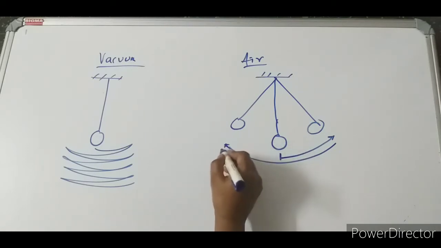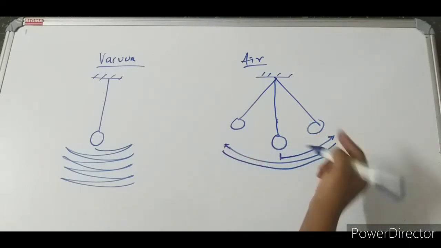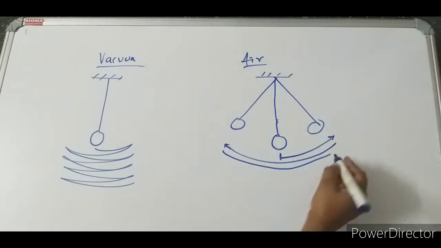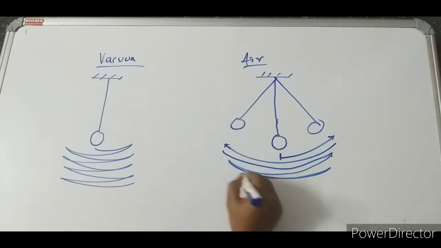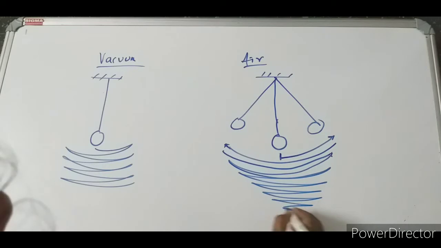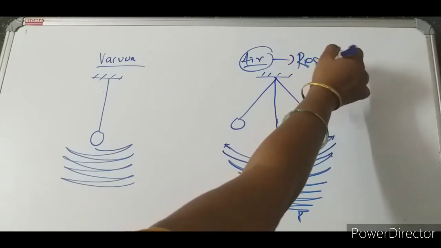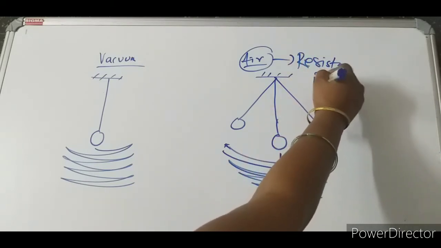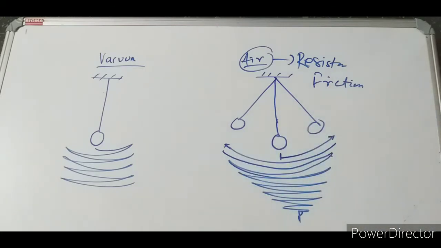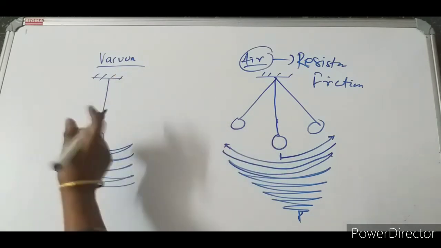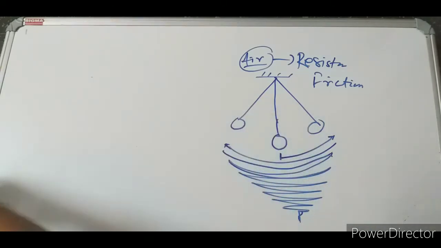Now the next time it goes, do you think it will go to the same level as before? No, it will not go to the same level, it will not have the same amplitude. Rather, this amplitude goes on decreasing, and at last it comes to a stop here. Understood? Why does it stop? Air has resistance. It provides this resistance, which we can take as friction. Now, instead of the pendulum, let it be any body we are taking; we will go for damped vibration.